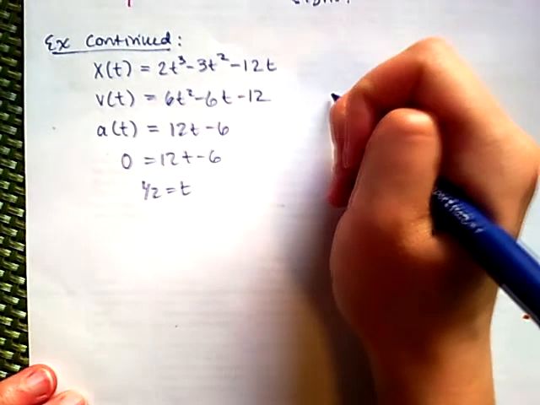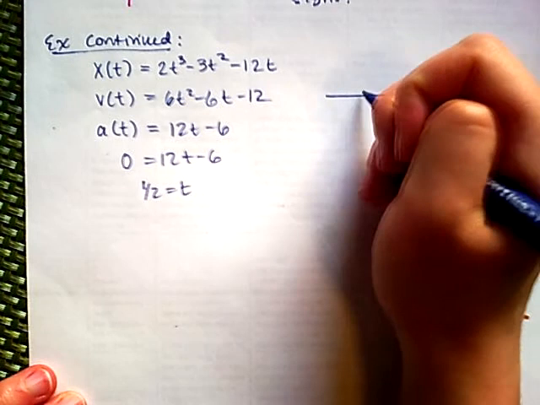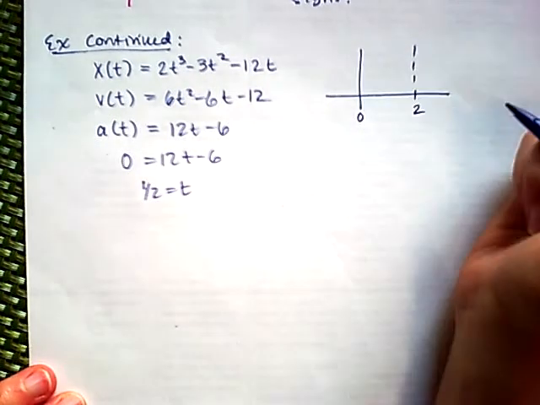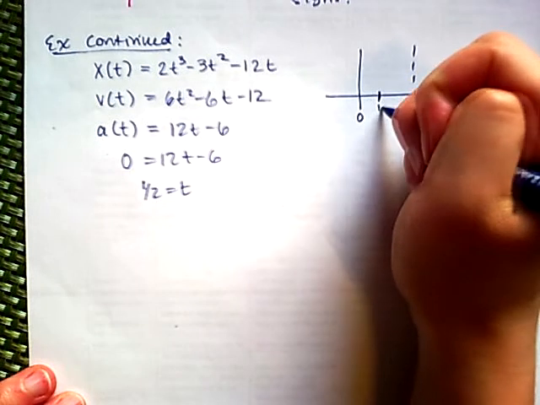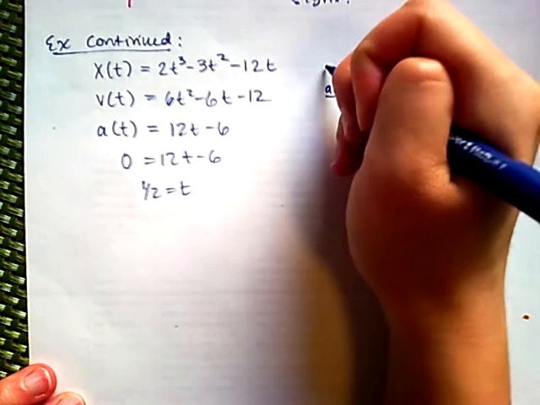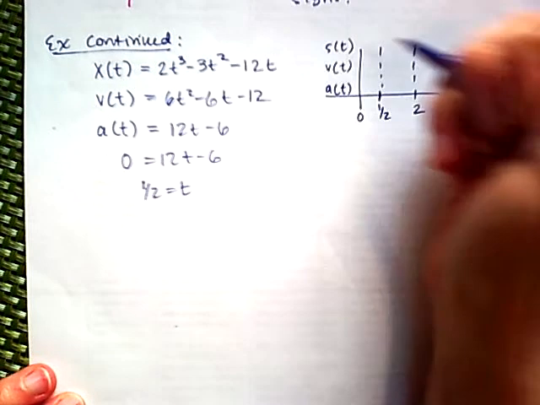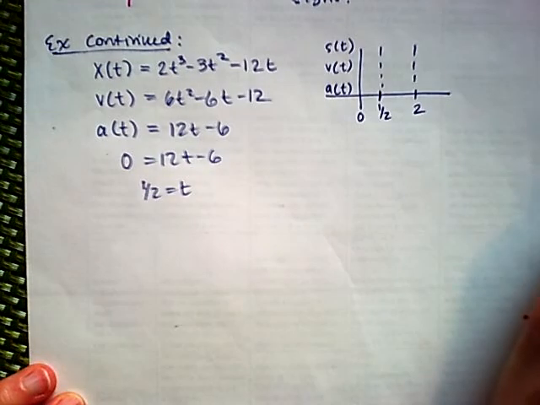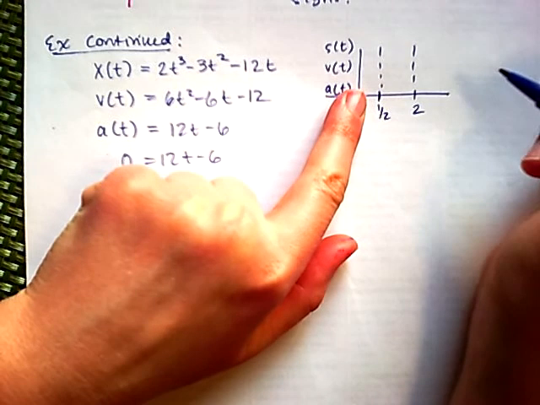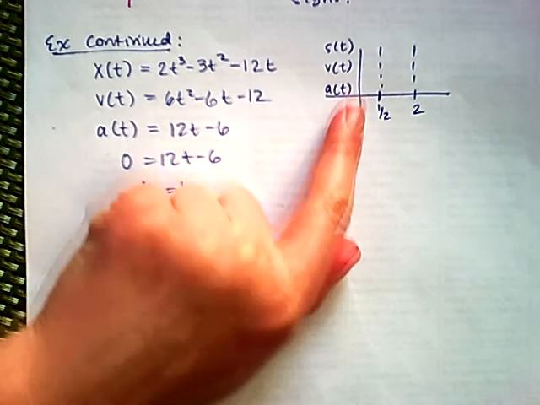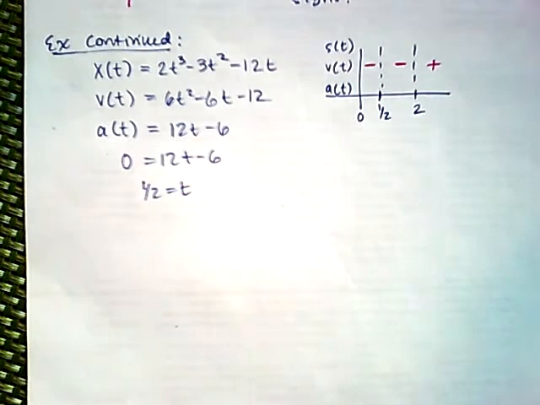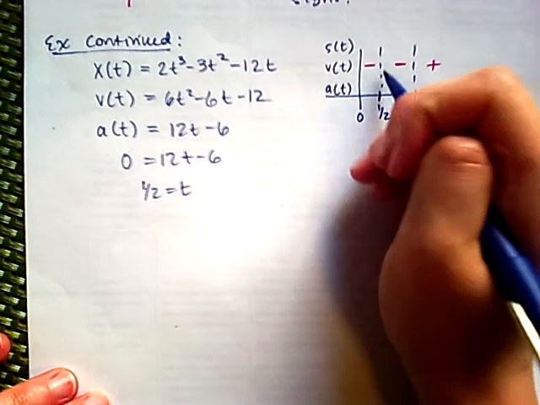So now I'm going to combine that with the work I already did in the previous number line. So in the previous number line from the earlier part of the example, we knew that we started at 0. 2 was a critical point for the first derivative, and now I'm going to add in the 1/2 for the second derivative. So we have a of t, we have v of t, and we can also have s of t on here. So v of t, when we did the first derivative test, v of t was negative before 2. So all this was negative, and then positive after 2. And now I'm going to do the same thing for 1/2 with a of t.